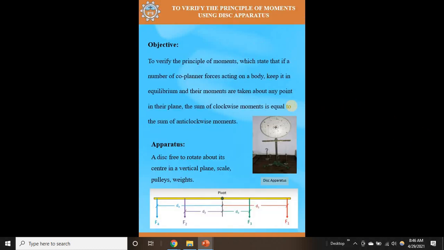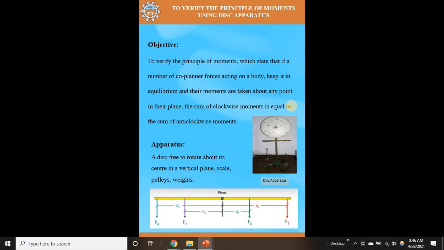So the first experiment that we will be demonstrating here is to verify the principle of moments using disk apparatus. What is the objective of this experiment? The objective is to verify the principle of moments, which states that if a number of coplanar forces acting on a body keep it in equilibrium and their moments are taken about any point in their plane, the sum of clockwise moments is equal to the sum of anti-clockwise moments.